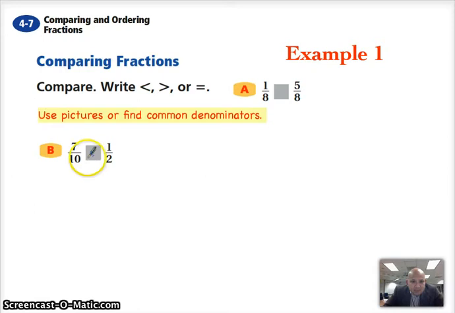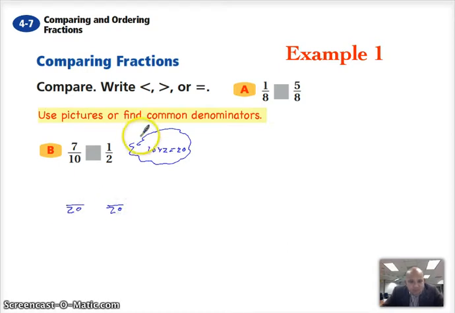A common denominator means this time I'm going to multiply these denominators together. 10 times 2, which equals 20. Okay? So what does that 20 mean? 20 is going to be my denominator now for both of these fractions. So all I did was I took the 10 and multiplied it by the 2 to find a common denominator.